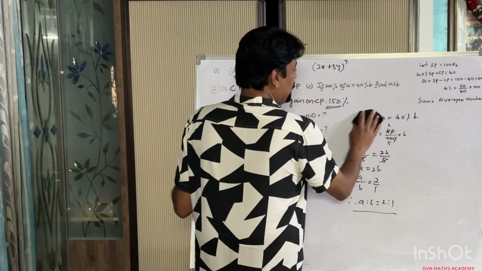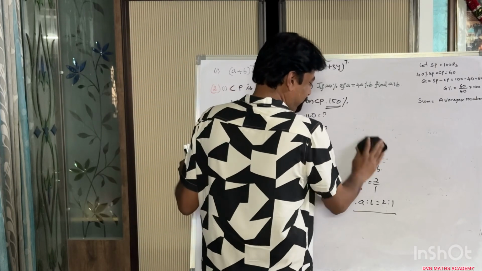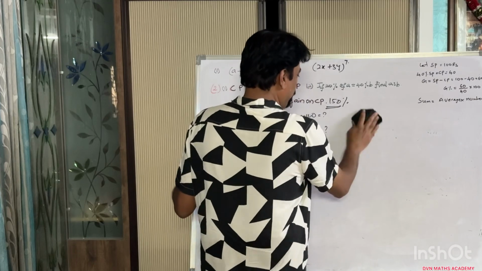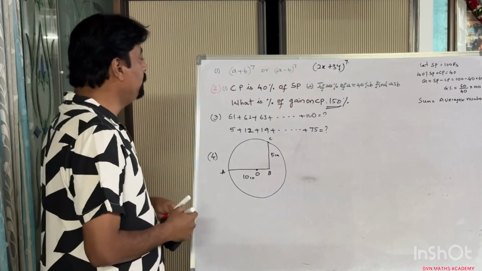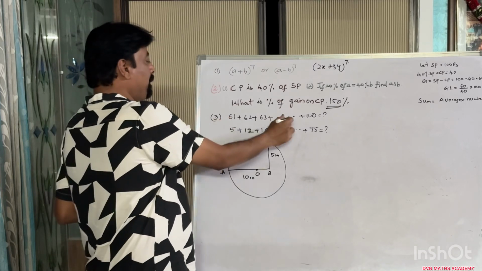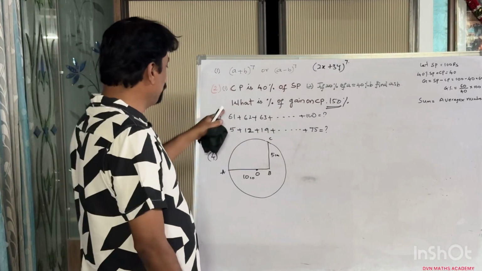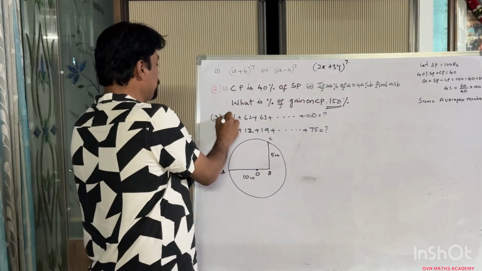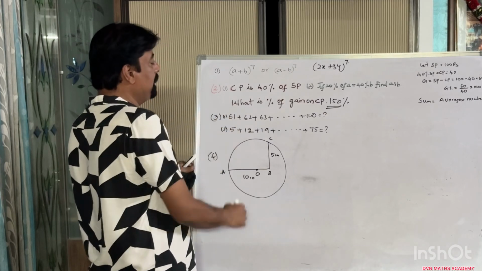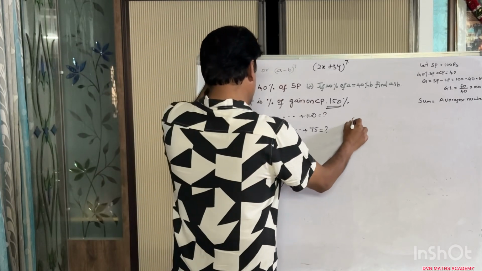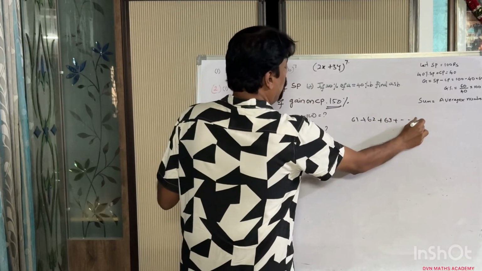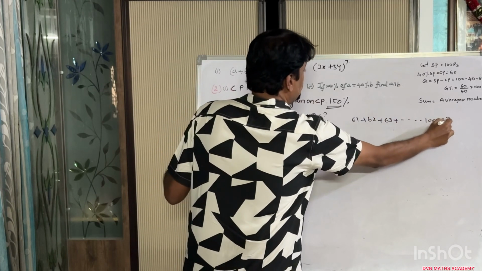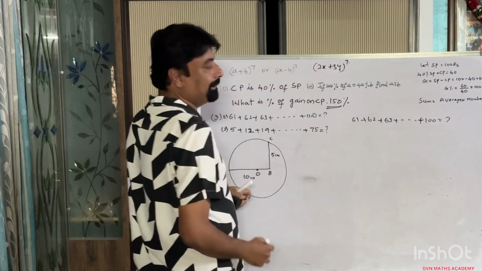But this third question is very, very interesting. These types of questions you will get many times. Here the sum of some numbers is given. In these two questions, if you observe, this is the first question and this is the second question. In the first question, 61 plus 62 plus 63 up to 100, what is its sum? He's asking what is its sum.